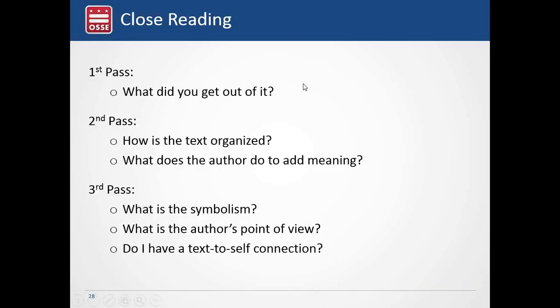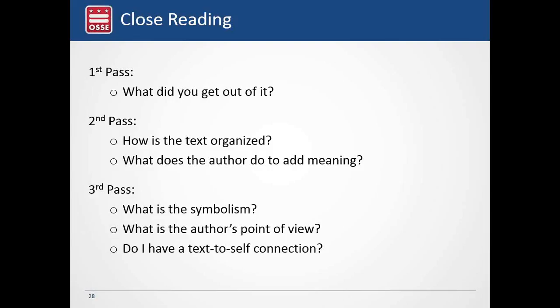With close reading, if you're not familiar with it, it's a technique that happens in 3 stages. Students read text the first time, and you just want to know what they got out of it. There's no assessment. They're not being assigned points or penalized in any way. Just want to know what they got out of it. Then they're allowed to read that same text a second time, and they need to be thinking about the organization of the text and some features that the author has included to add meaning.